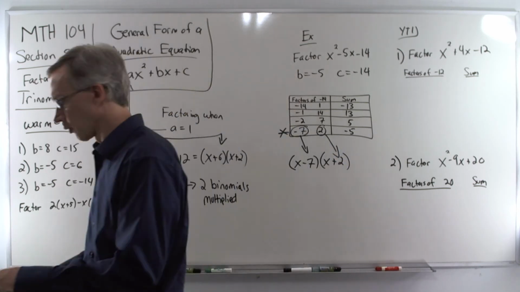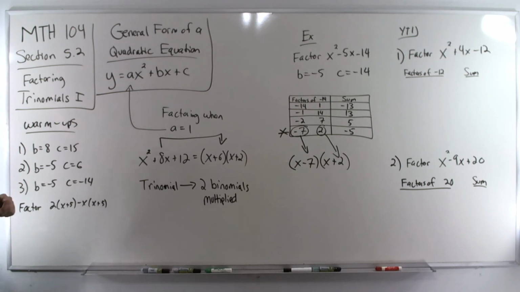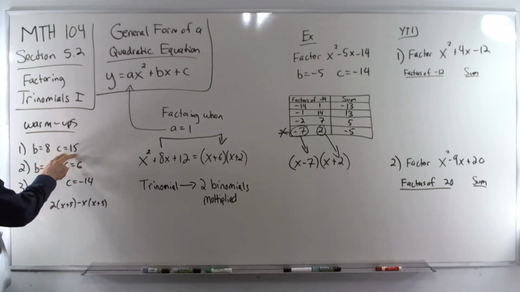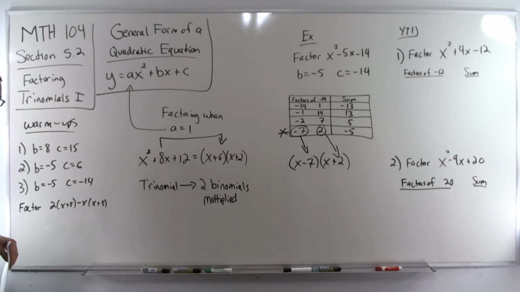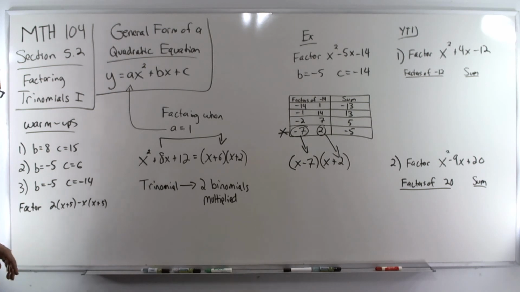So I'd like everybody to start with a warm-up. The game we're going to be playing here is find two numbers that multiply to get C and add to get B. So in this case, we want two numbers that multiply to get 15 and add to get 8. And then when we're done with that, go ahead and factor that expression. Just a reminder, I don't stop, so pause the video to work on things and then restart it.